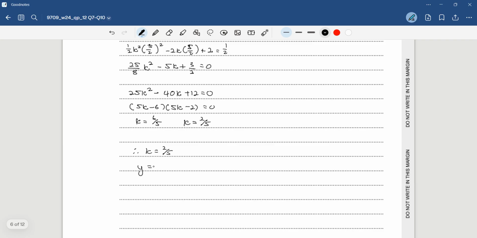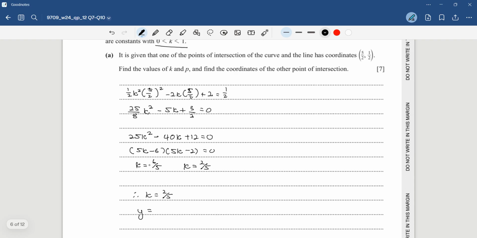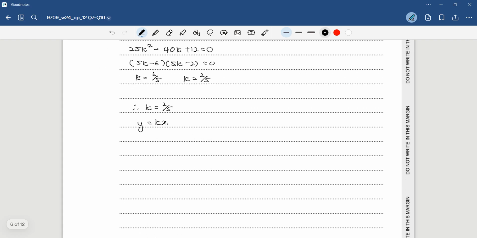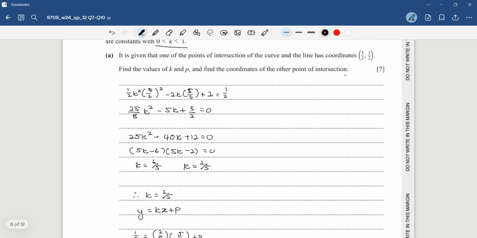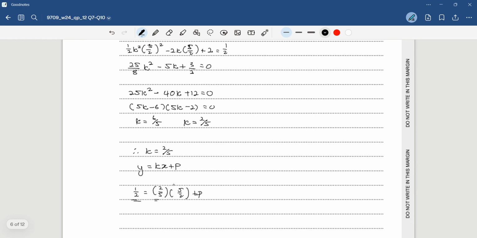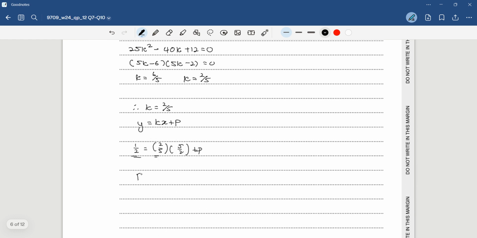So y equal to kx plus p. With y equal to 1 over 2, k is 2 over 5, x is 5 over 2 plus p. So these two I take from here, 5 over 2 and 1 over 2. Okay. Therefore, my p will be negative 1 over 2.